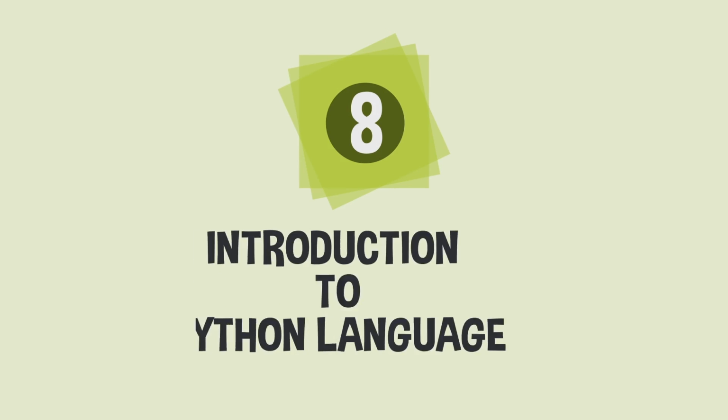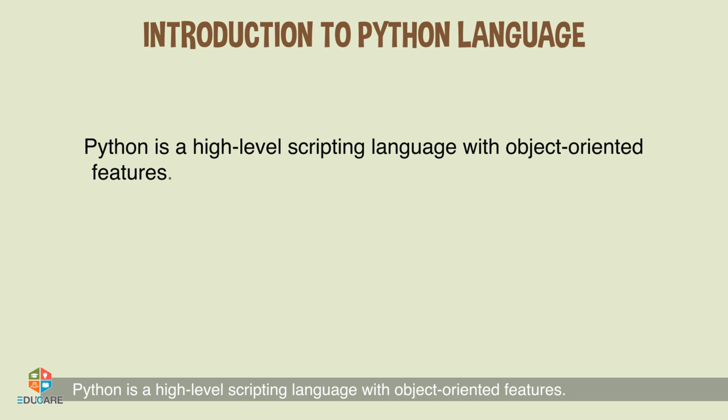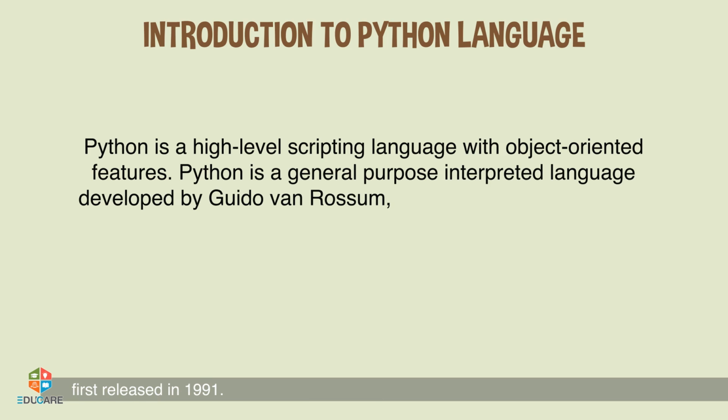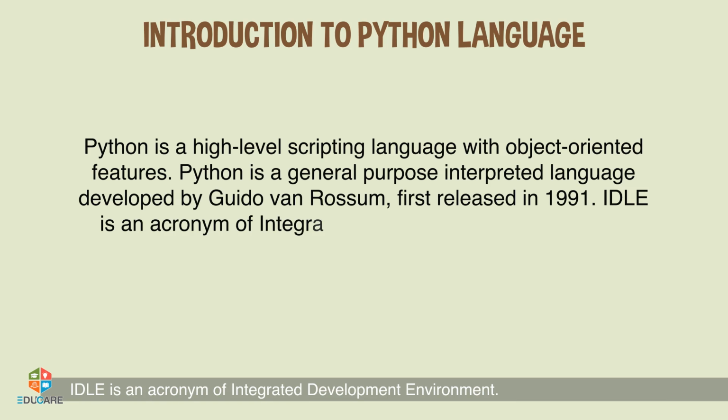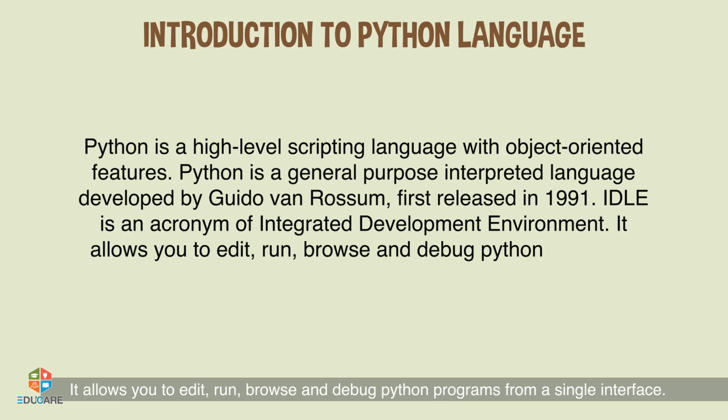Chapter 8 Introduction to Python Language. Python is a high-level scripting language with object-oriented features. Python is a general-purpose, interpreted language developed by Guido van Rossum, first released in 1991. IDLE is an acronym of Integrated Development Environment. It allows you to edit, run, browse, and debug Python programs from a single interface.